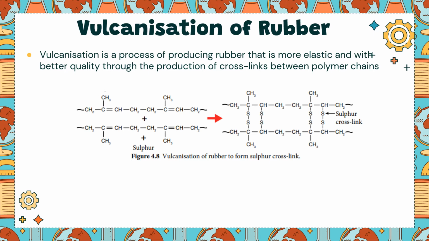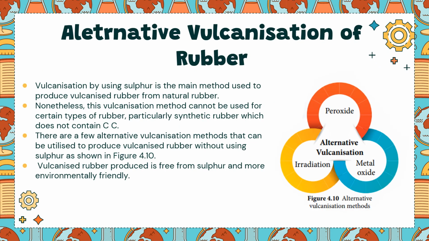So, vulcanization of rubber. What is vulcanization? Vulcanization is a process of producing rubber that is more elastic and of better quality through the formation of cross-links between polymer chains. As we can see here, this is the vulcanization of rubber to form sulfur cross-links. Here we add the sulfur. So, this is the vulcanization.